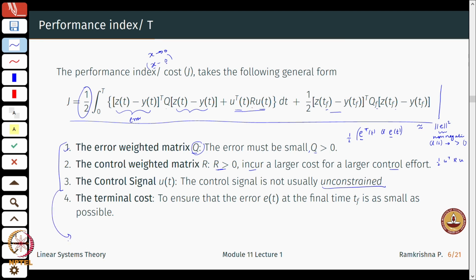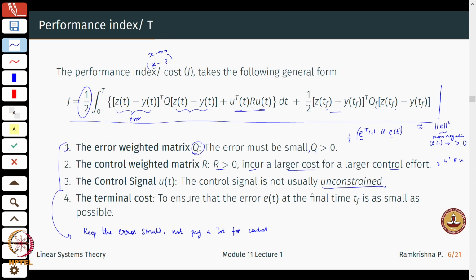The conclusion is that we would like to keep the error small, okay, keep the error small and not pay a lot for control, right. So, my error should be small, but it should also not incur a large cost on me.